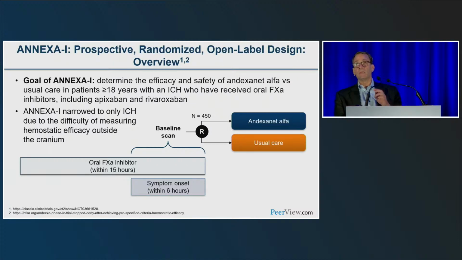And narrowing it entirely to ICH. So Annexa-4 encompassed all major bleeding, even though 2/3 of it was ICH. There were GI bleeds there. There were a couple of cases of epistaxis, hematuria. I think there might have been one pericardial bleed. Where Annexa-I is specifically ICH, and the reasoning for that is it's so hard to measure hemostatic efficacy outside the brain. I mean, it's hard enough inside the brain, right?